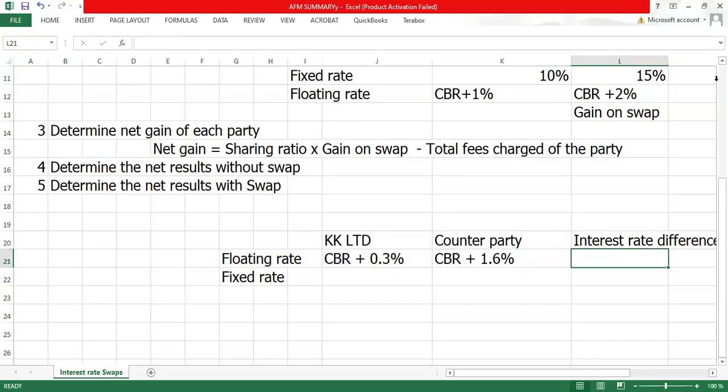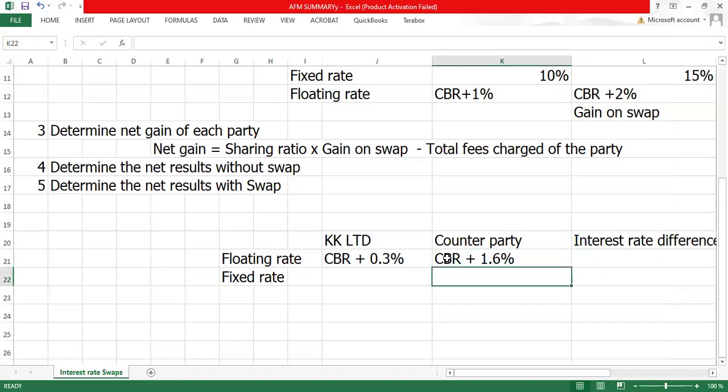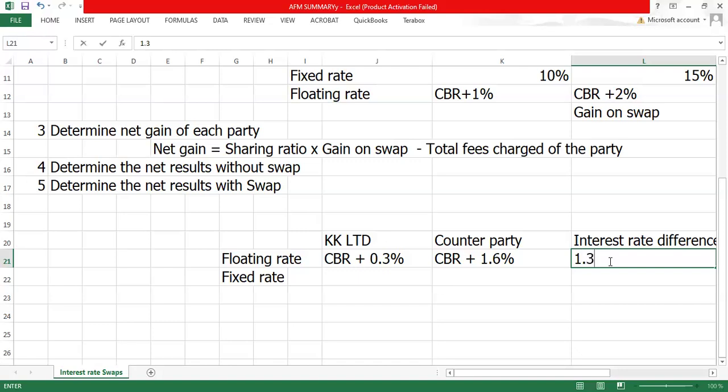So what is the difference now? You go ahead and look for the difference between the rates, just focusing on the percentages. 0.3 minus 1.6, what do you get? In absolute terms, you don't put negatives. Just look for the difference. What is the difference? 1.3%.